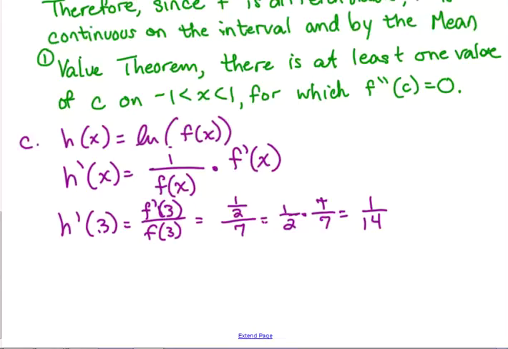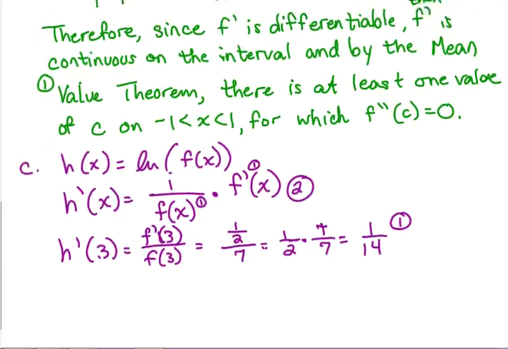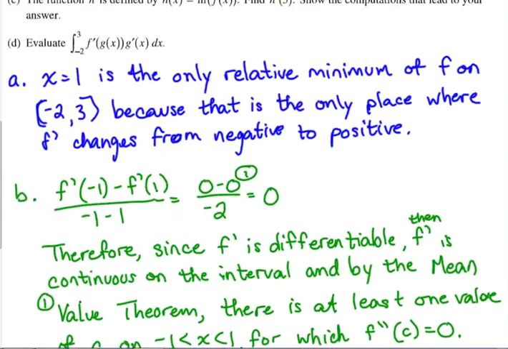You get 2 points for your derivative. I'm assuming that would be 1 point for the 1 over and 1 point for the multiplying by the f'(x), and then you get 1 point for the answer of 1/14. So we've awarded 6 points so far. We've got 3 points left for the last part, so let's check out part D.